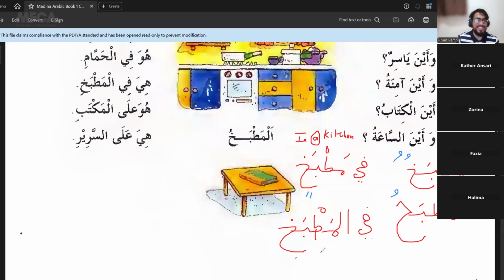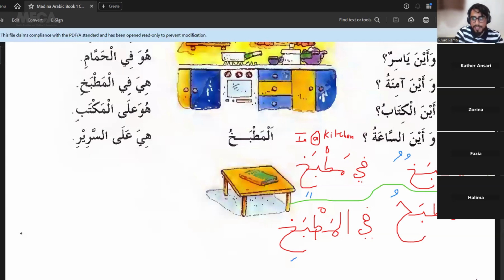We all need to review this one. This is a chapter that requires a lot of focus. We can't go too far in Arabic and still be making this mistake. We have to get the preposition right. Let me put a line here in a different color so I can make it a little clearer.